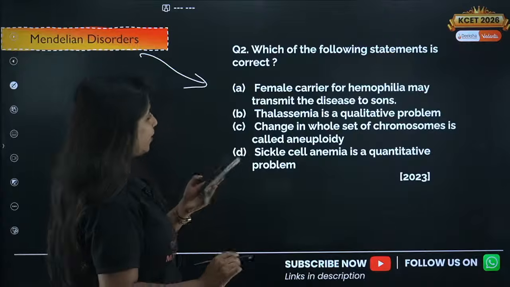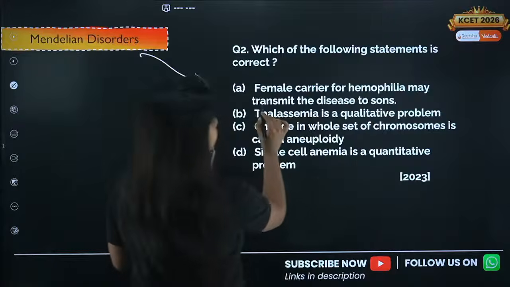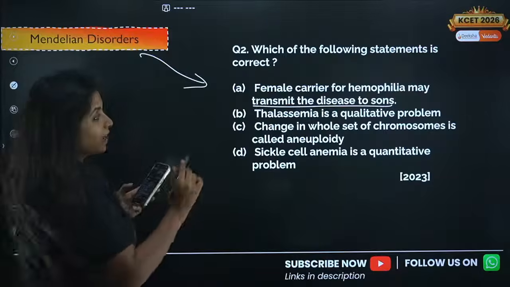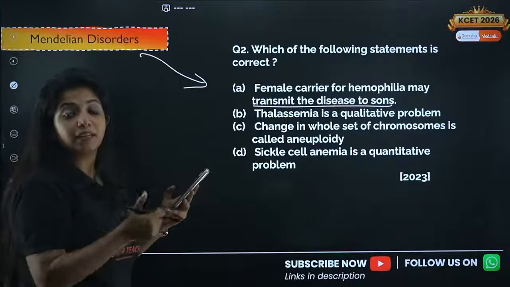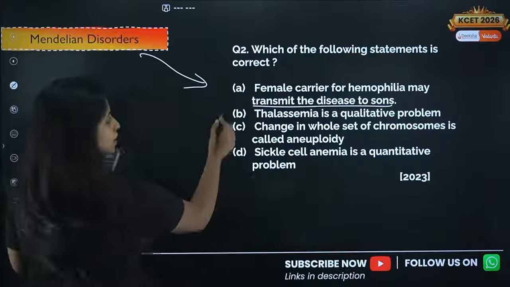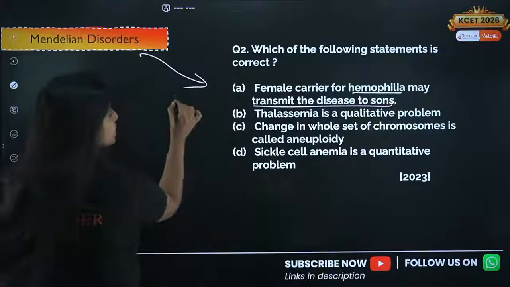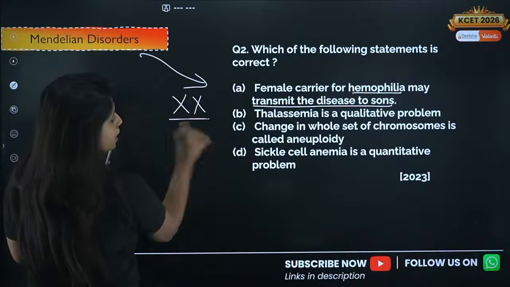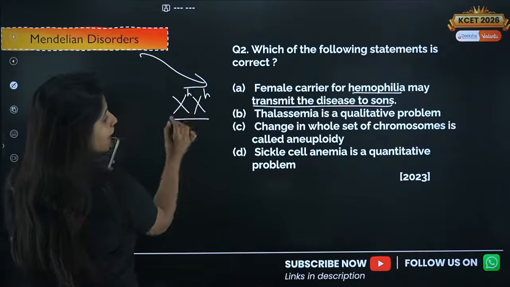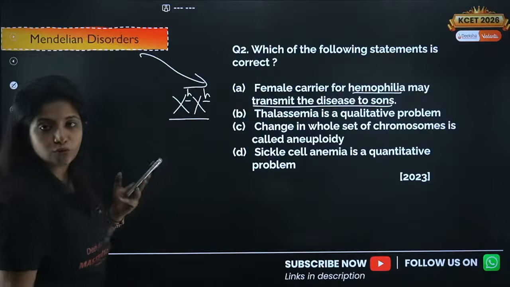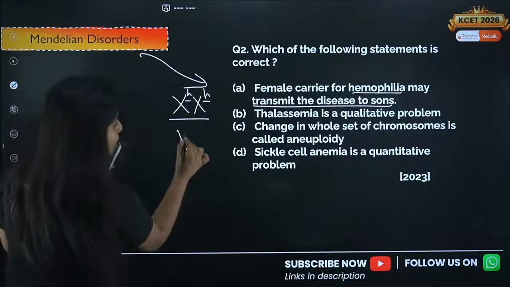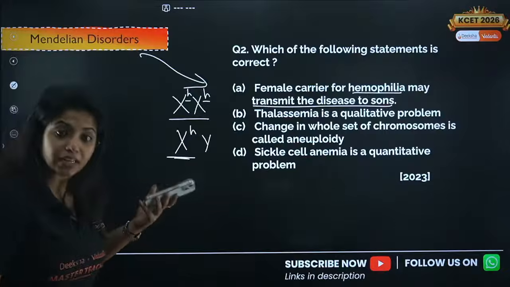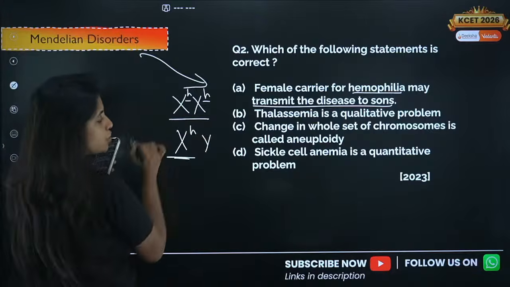Thank you, Aishwarya. Female carrier for hemophilia may transmit the disease to sons. She is a carrier, and may transmit the disease to the sons. Do you think so? Hemophilia is an X-linked recessive disorder. That means for a female to have this, she should have both her chromosomes affected. For a male to have this, only one can be affected and he will still have it. Why? Because there is no one to overshadow the effect.